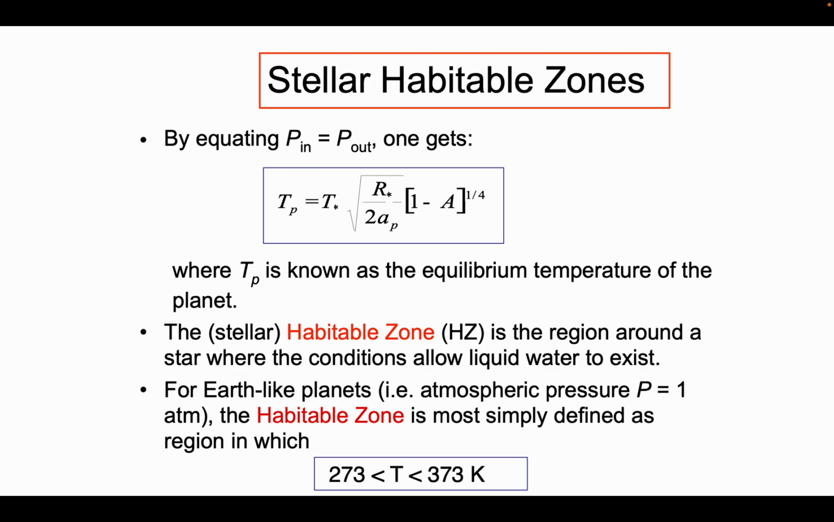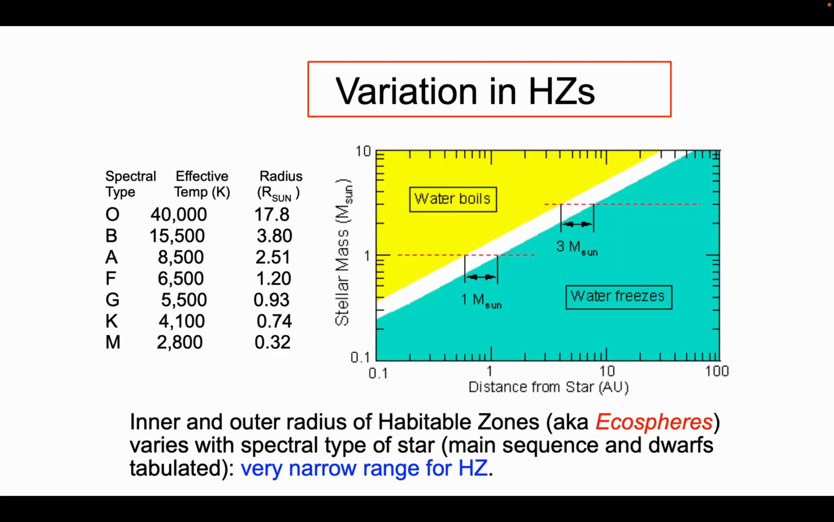The stellar habitable zone is the region around a star where conditions allow liquid water to exist. For an Earth-like planet with atmospheric pressure equal to 1 atmosphere, the habitable zone is simply defined as when the planet temperature T_P is within 273 to 373 Kelvin.